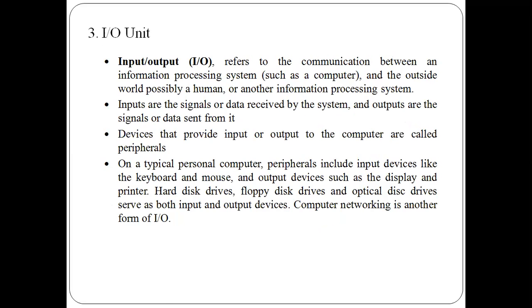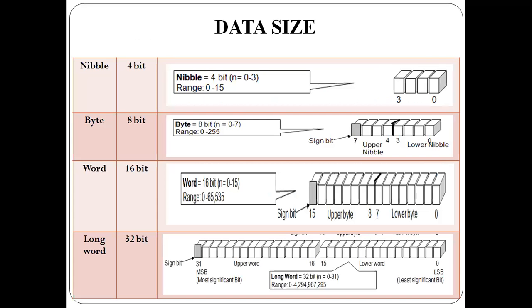Input output unit refers to the communication between information processing systems, such as a computer, and the outside world, possibly a human or another information processing system. Inputs are the signals or data received by the system, and outputs are the signals or data sent from it. Devices that provide input or output to the computer are called peripherals. On a typical personal computer, peripherals include input devices like the keyboard and mouse, and output devices such as display and printer. Hard disk drives, floppy disk drives, and optical disk drives serve as both input and output devices. Computer networking is another form of input output interfacing.